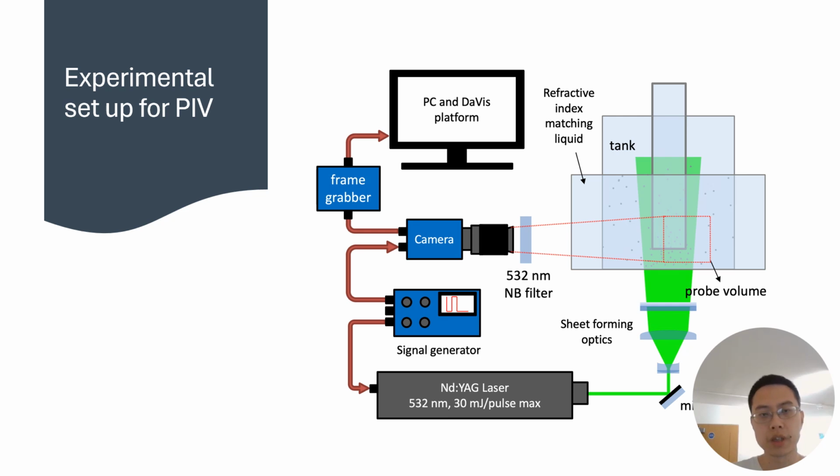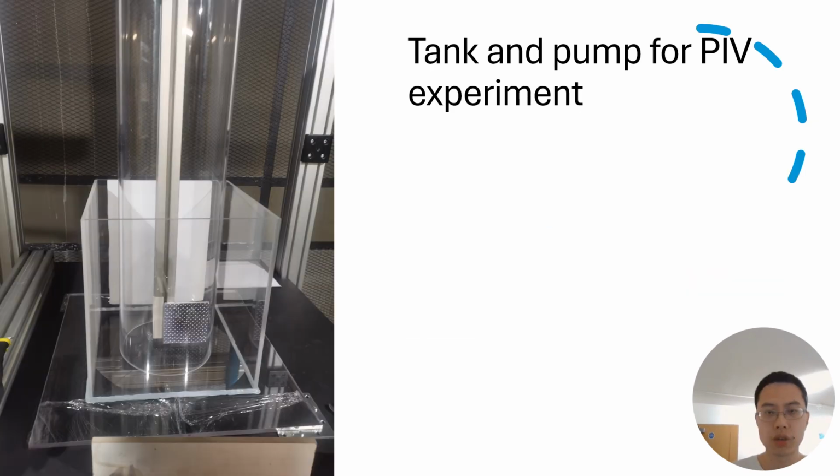Here is the experiment setup for PIV. The PCI and Davis platform, frame grabber, camera, and signal generator, also have the laser. It's 532 nanometer, 30 millijoules per pulse max. It also has the mirror and the tank and the matching liquid index. You can see this is an experiment picture for tank and pump for PIV.